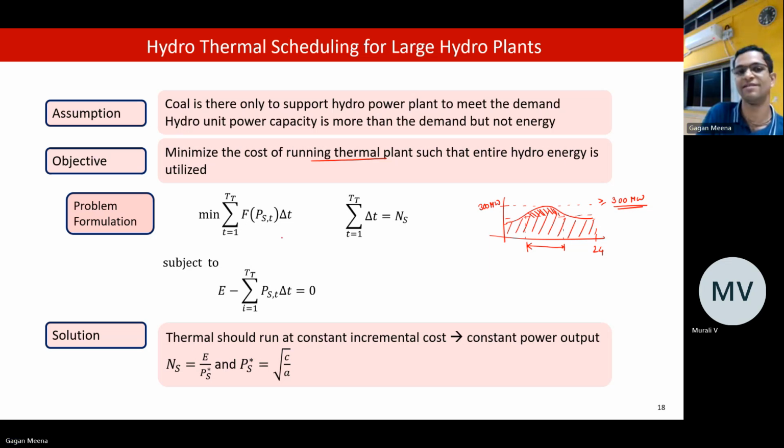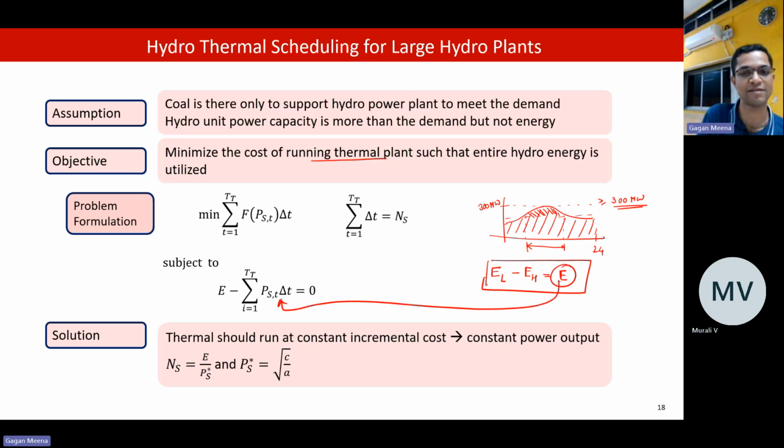So it's a simple problem here. Again, we want to minimize the total cost of generation from thermal. Thermal generation is power into time, the total energy cost. It is subject to the constraint that the difference between the energy of the load and the energy which hydro can supply is equal to some E. This difference should be supplied by the thermal generators for this time, T thermal.